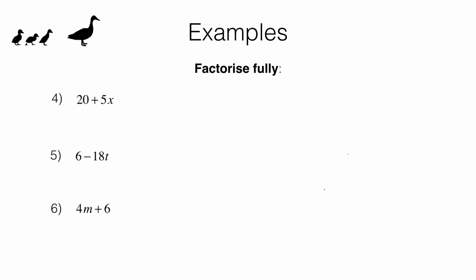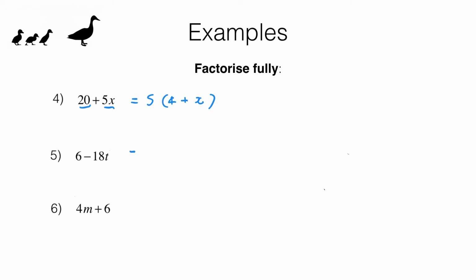In example 4, my highest common factor of 20 and 5 is 5. So I'm going to start by saying that this equals 5, with a bracket here. The number I multiply 5 by to make 20 is 4, so that'll be a 4 there. And then the number I'll multiply 5 by to make 5x, actually it will be x, so that'll be 4 plus x.